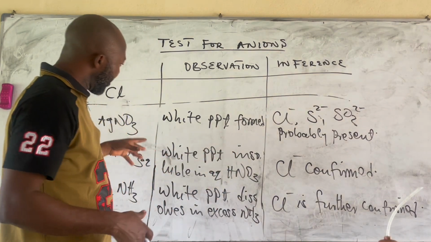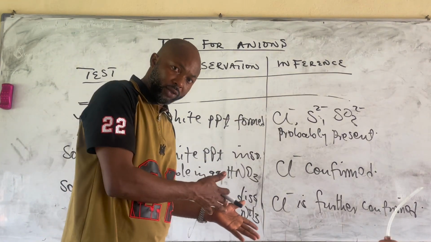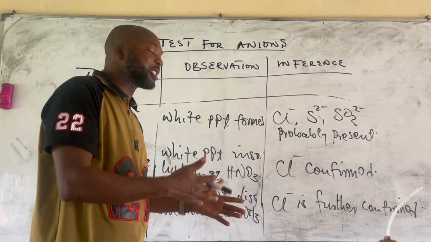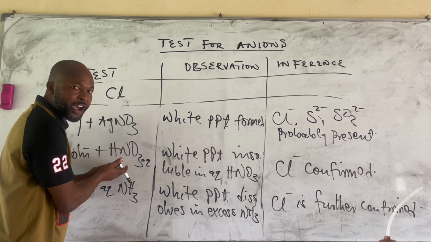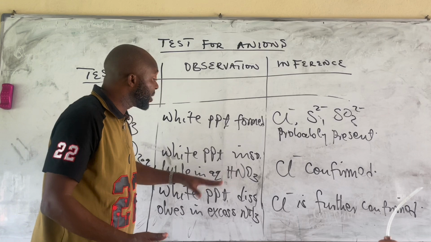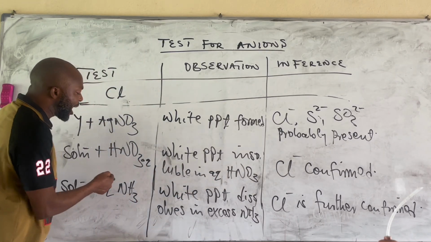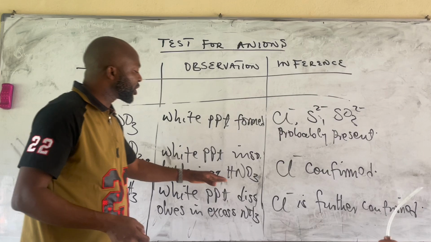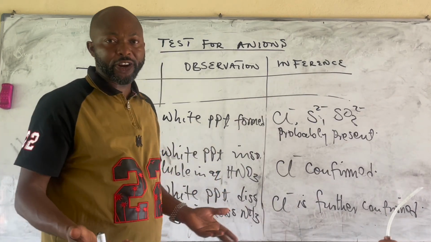Now, remember when we were testing for sulfate, what were we using? Barium chloride first, before hydrochloric acid. This time around, we're using silver nitrate first, before trioxonitrate(V) acid. And when that happened, the white precipitate remained insoluble until we added aqueous ammonia in excess. Then the white precipitate dissolves in excess ammonia, and we say chlorine is further confirmed.